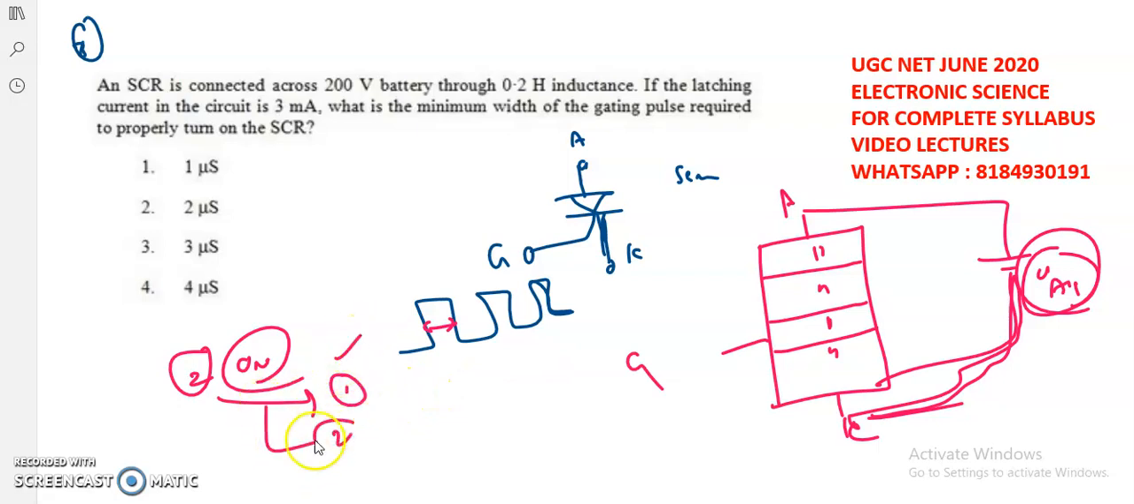And the second one is by applying a limiting voltage V_AK such that J1 and J3 are in forward bias, but J2 is not in the breakdown region. In order to make J2 also forward biased, we give some positive voltage to the gate terminal. Why? Because the gate is nothing but a P. So if you apply a positive voltage to the gate terminal, that means positive voltage goes to this P type, then the junction J2 also comes into forward bias.